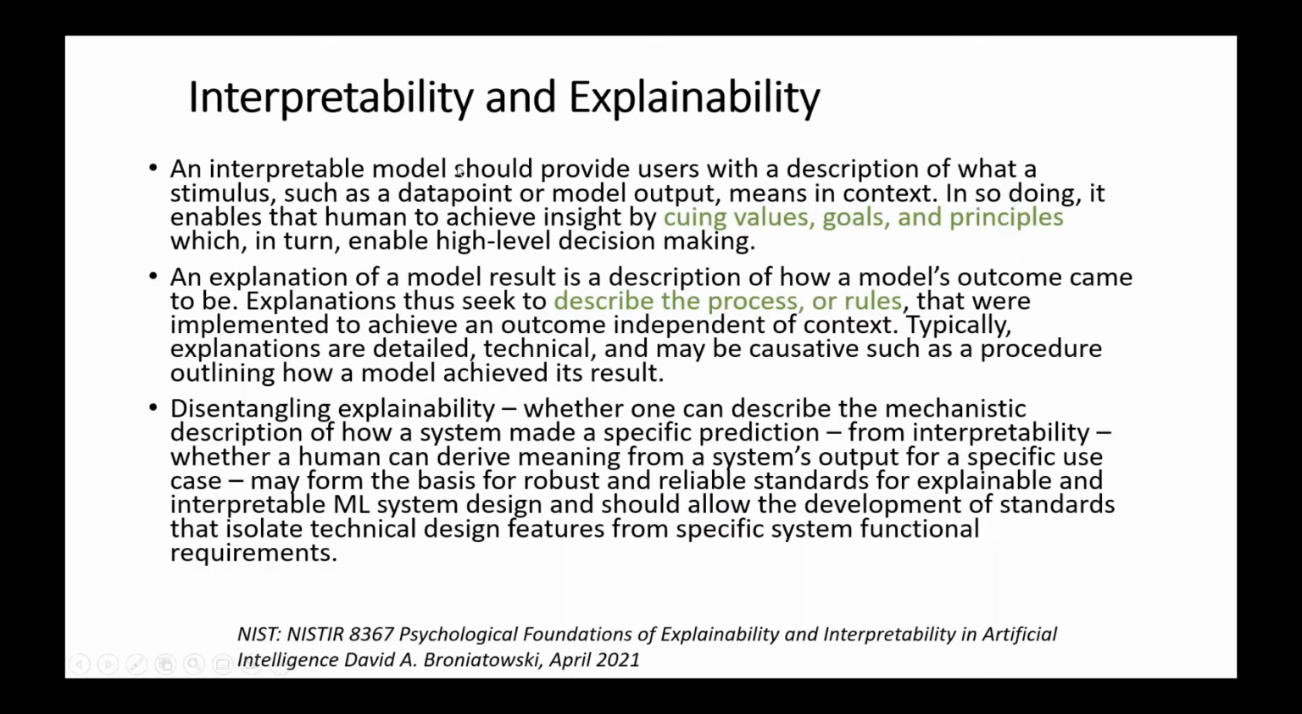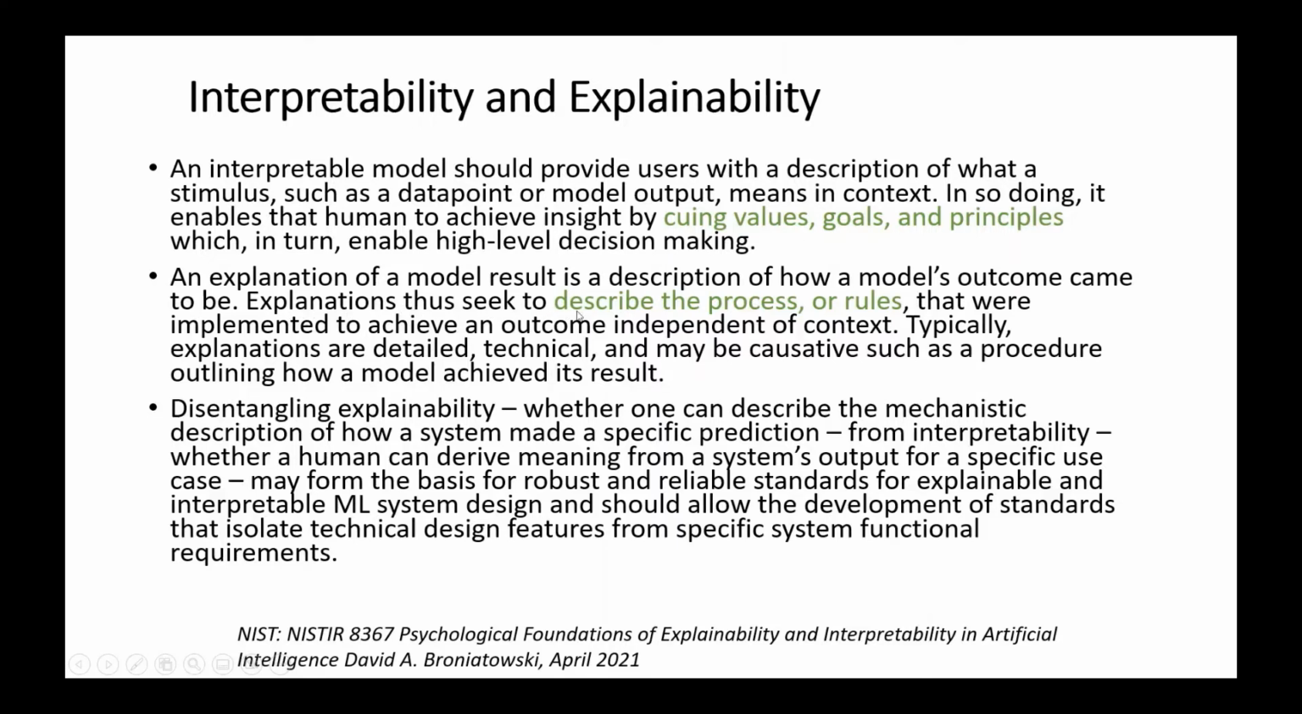Here, an interpretable model should provide the user with a description of what a stimulus, such as a data point or model output, means in context. In doing so, it enables the human to achieve insight by cueing value, goals, and principles, in turn enabling high-level decision-making. So interpretable is human understanding of what it has done. An explanation of a model results in a description of how the model output came to be.